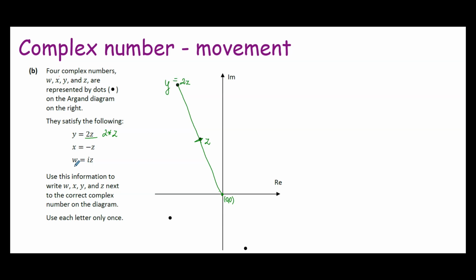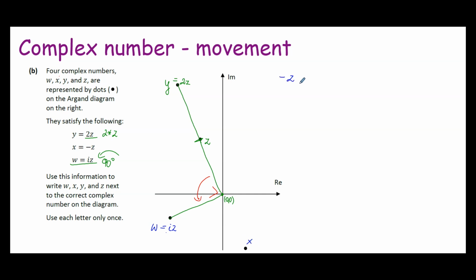Now, the next one is also easier to figure out. When we are multiplying a complex number by i, we move 90 degrees anti-clockwise, and we are creating a 90 degree angle. So if I'm thinking about my z number, this one here creates a 90-degree angle and moves anti-clockwise. So that's my multiplication by i, and therefore that's the w one. That leaves me with the last one, which is x, when I am having minus z.